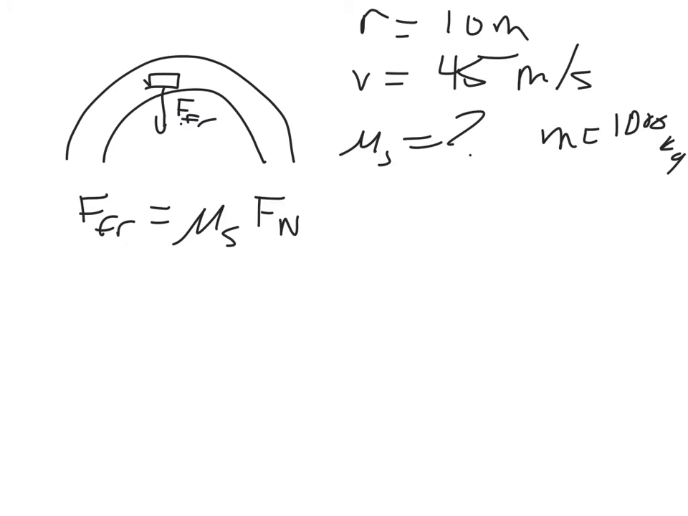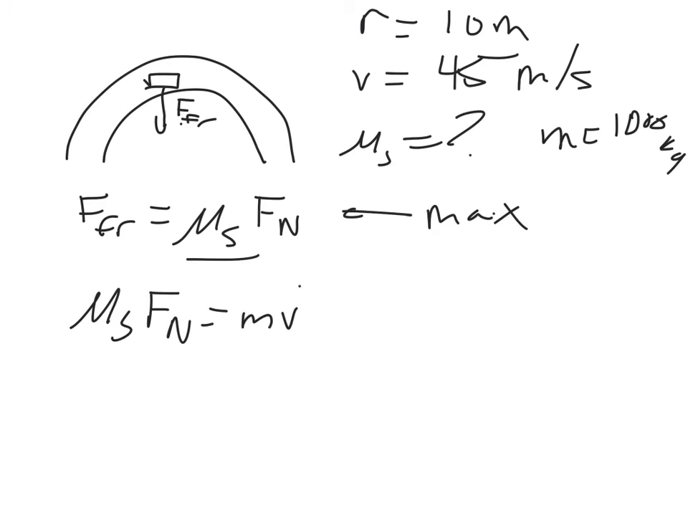So this is the maximum force of static friction. This is the most that this force can be, and if we're looking for the minimum coefficient of static friction, we're looking for it where the friction is doing the most that it possibly can. So that is actually going to be our centripetal force. So I'm going to say that mu sub s times the normal force is equal to mv squared over r.